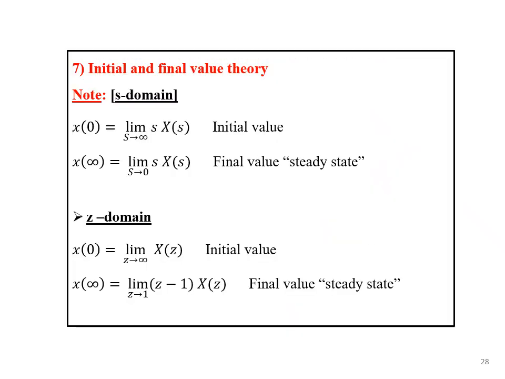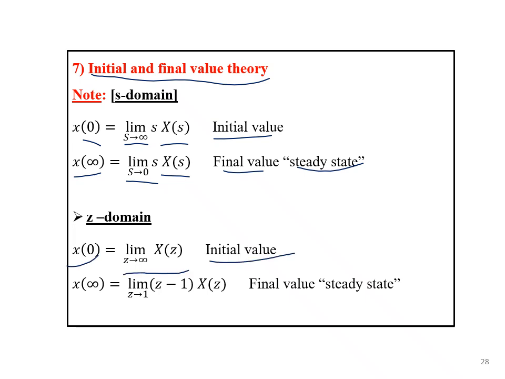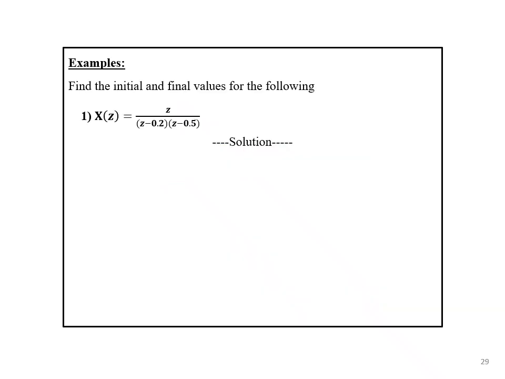For the initial and final value theorems, x of 0 equals the limit as s tends to infinity of s x of s, the initial condition. x of infinity equals the limit as s tends to 0 of s x of s, the final value or steady state. For the z domain, we have x of 0 equals the limit when z tends to infinity of x of z, the initial condition. x of infinity equals the limit when z tends to 1 of z minus 1 times x of z, which is the final value or the steady state value.